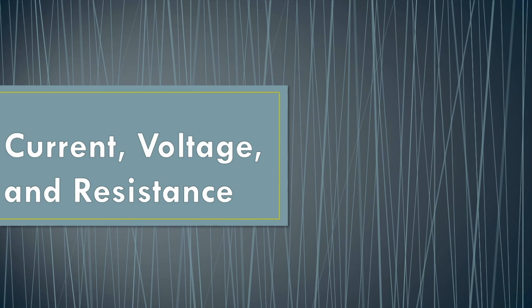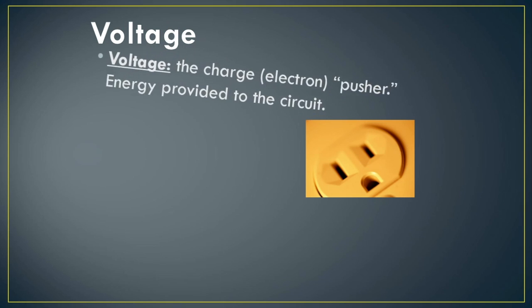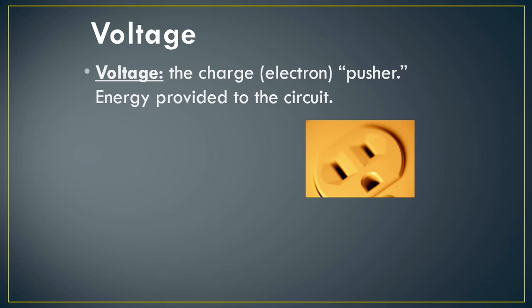Alrighty guys, we're going to go ahead and get started with our current, voltage, and resistance notes. And these are the basics of our circuits. So first thing I want to talk about is voltage. And we're going to say that voltage is the charge pusher. And by charge pusher, we're talking about electrons, right? Electrons are the charges that are getting pushed throughout these circuits.